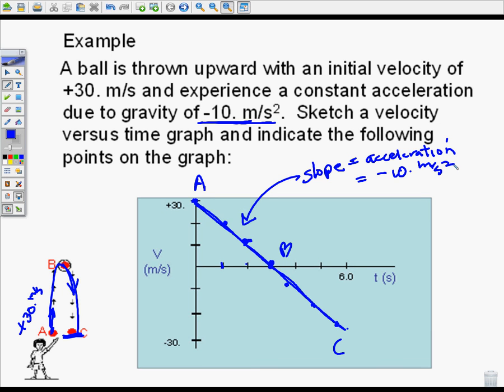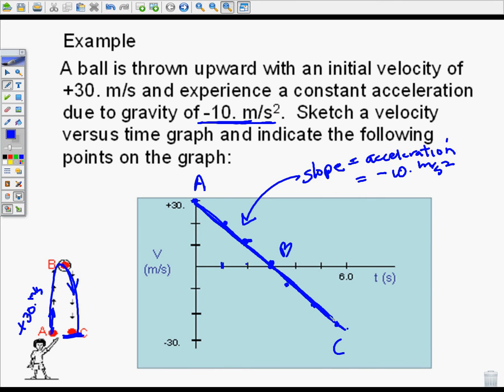But, keeping the same reference frame, what is the acceleration on the way down? Still negative 10. The acceleration is negative 10 meters per second squared on the way up, and it's negative 10 meters per second squared on the way down. Because remember, to have a negative acceleration, that can mean one of 2 things. It could mean you're slowing down while you're going positive, but what else could it mean? You're speeding up, going in the opposite direction.